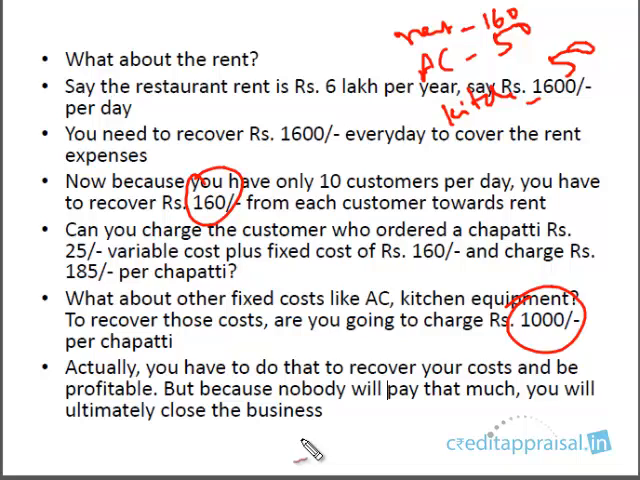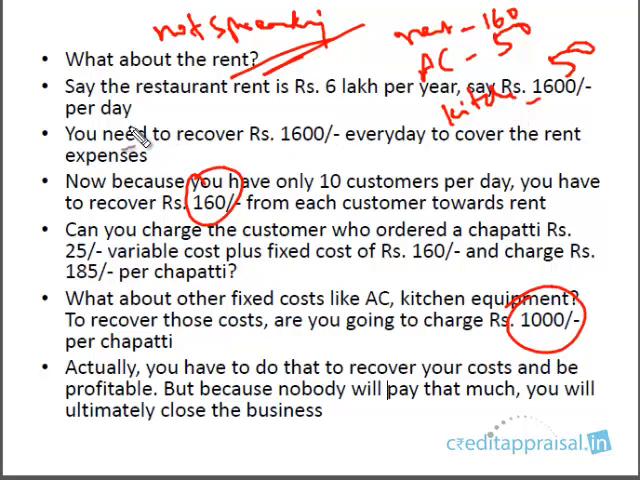Nobody will be paying that much. Ultimately, you will be closing the business. Now you have to understand why it's happening like this. The problem is with the fixed assets. You're not spreading. You are unable to spread the cost of the fixed assets over a large number of customers, and that's why you need a minimum business.